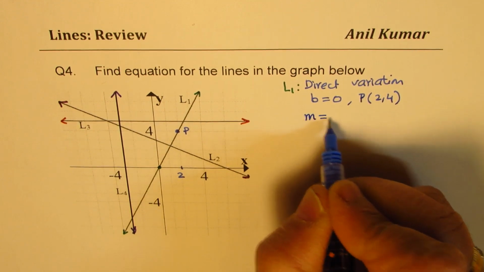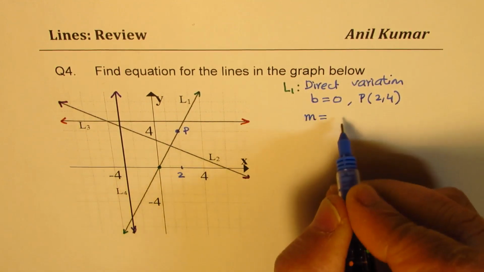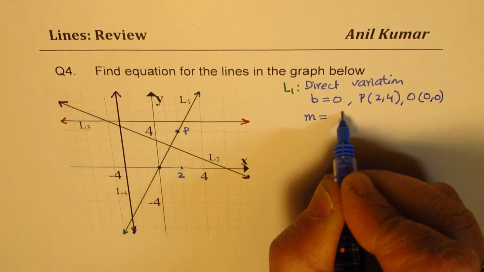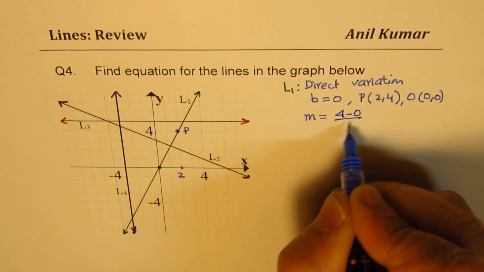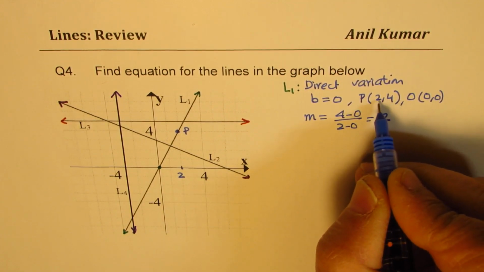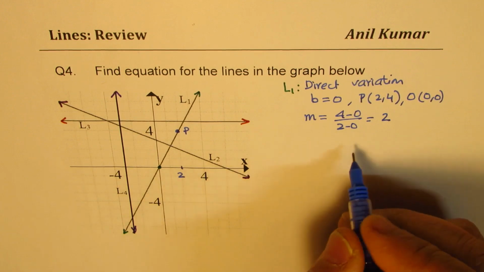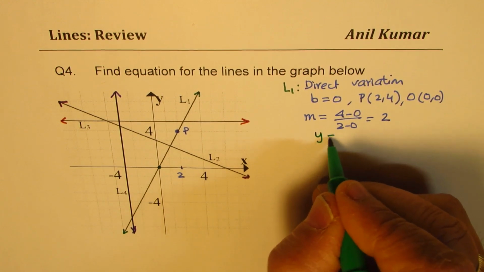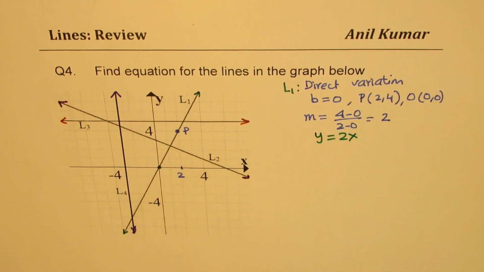So m is equal to, this is the origin, so we could use O always as (0, 0), right? So 4 minus 0 over 2 minus 0, which is 2. It's the ratio of these two numbers. And therefore, the equation of this line can be written as y equals 2x. Correct? So that is how we get our first line.